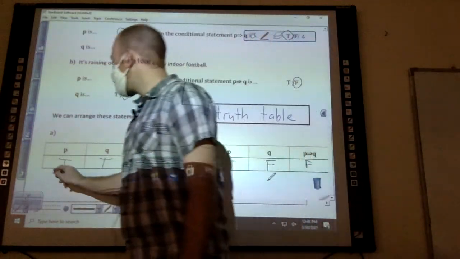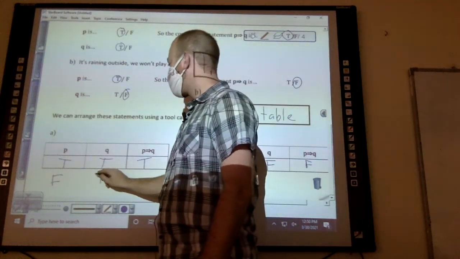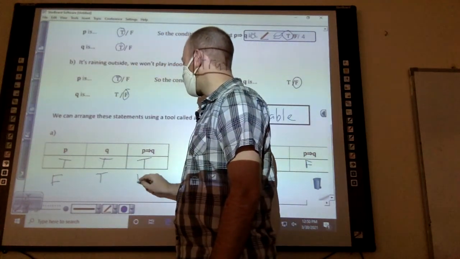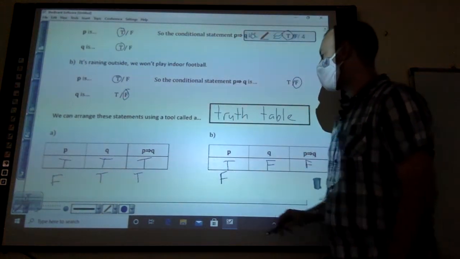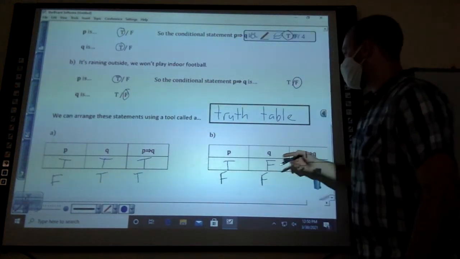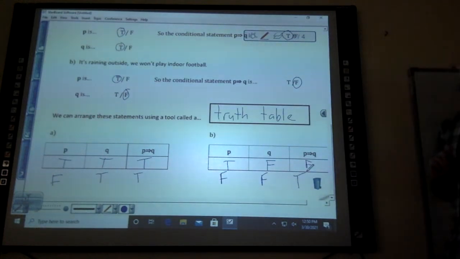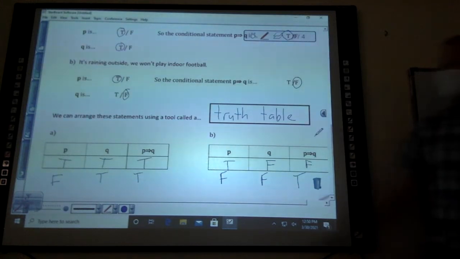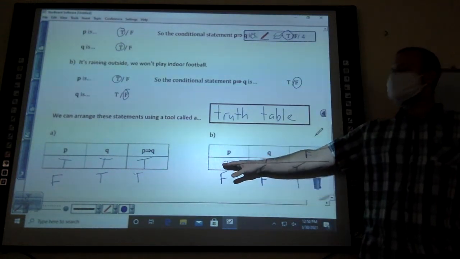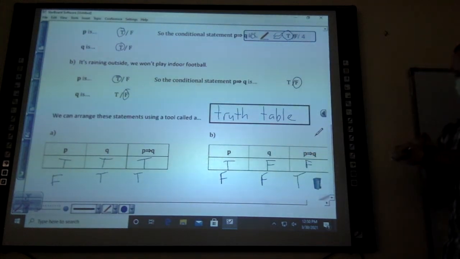So the nice thing is if the initial statement is false, it doesn't matter what the other one is, my overall statement is true. So if my hypothesis is false, who cares what the other one is? My statement is true. So really the only case where you're going to have a false conditional statement is if the first part is true and the second part is false. Otherwise my statement is true.